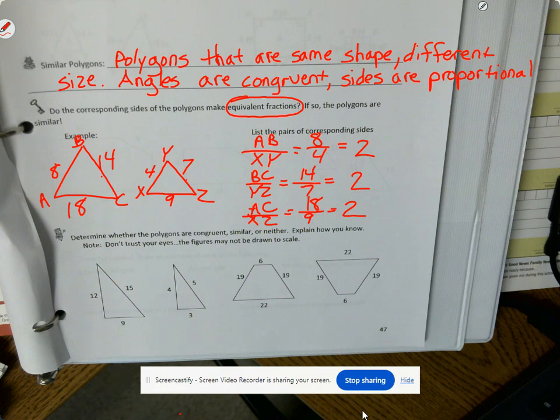So you can never just say for a quadrilateral, all 3 of the sides are the same, they're all the same. Nope, it could be a different size. So you have to check every single corresponding side to see if they divide down to the same number or decimal.